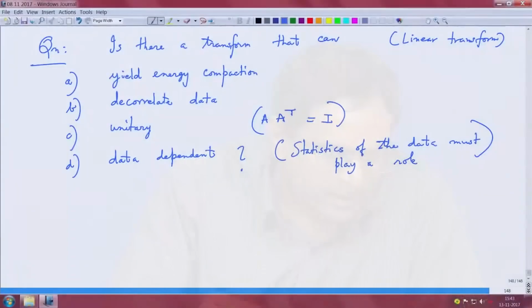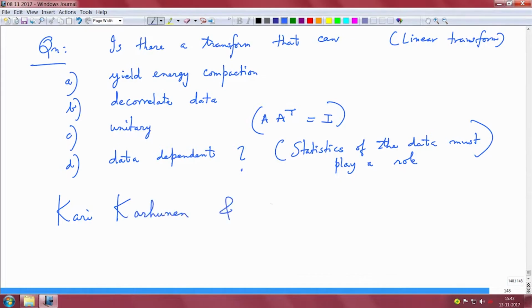And fortunately for us, Karhunen and Loeve, this is 1948, this is 1947, they developed this notion of, this is for K, and this is L, Karhunen Loeve transforms, okay, named after the inventors.